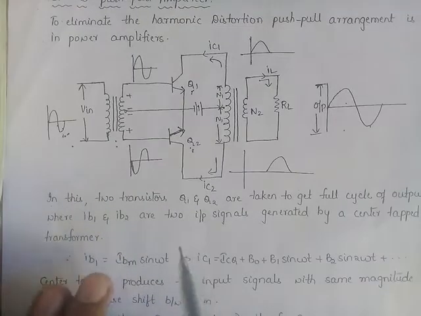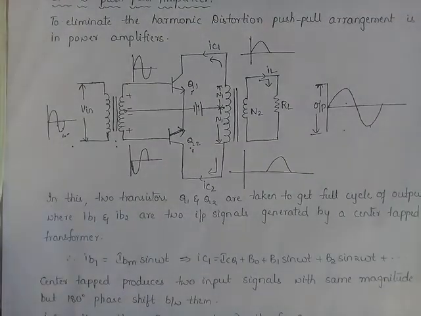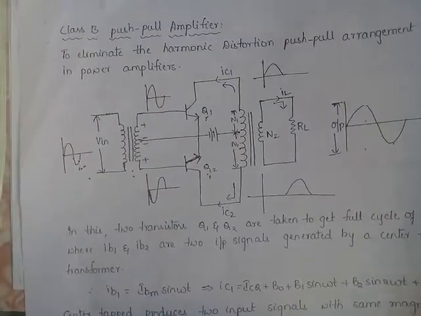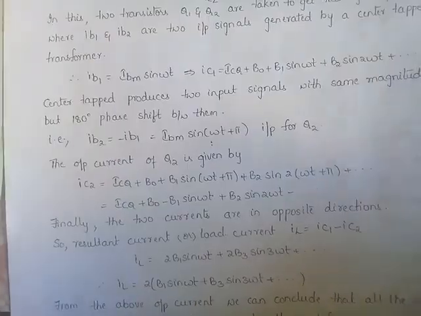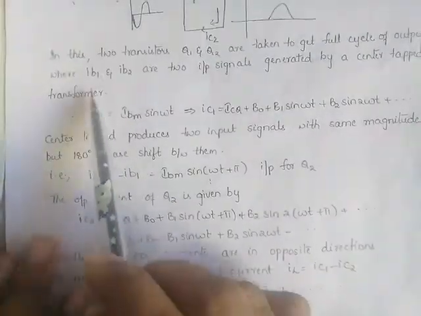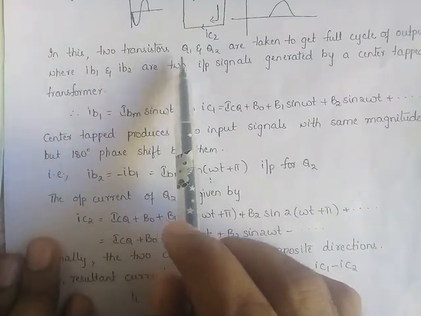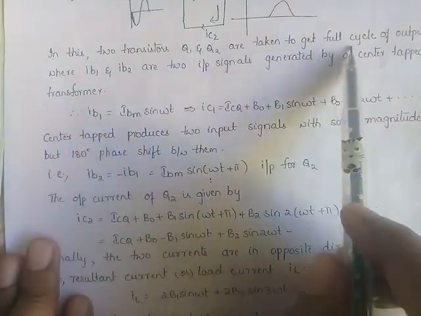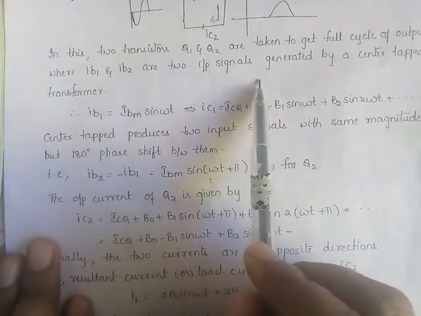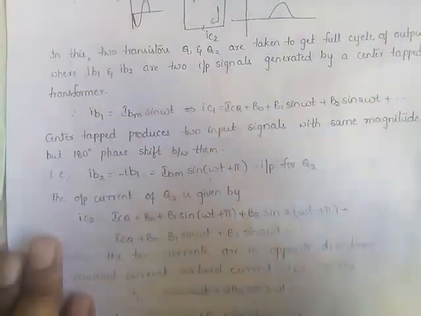Already what are the properties and what are the parameters, why we are taking the center tap transformer, you know that. And next, some of the mathematical connections which we are considering here. The first mathematical connection is that these two transistors Q1 and Q2 are taken for the full cycle of your output, where IB1 and IB2 are the two input signals generated from the center tap transformer.